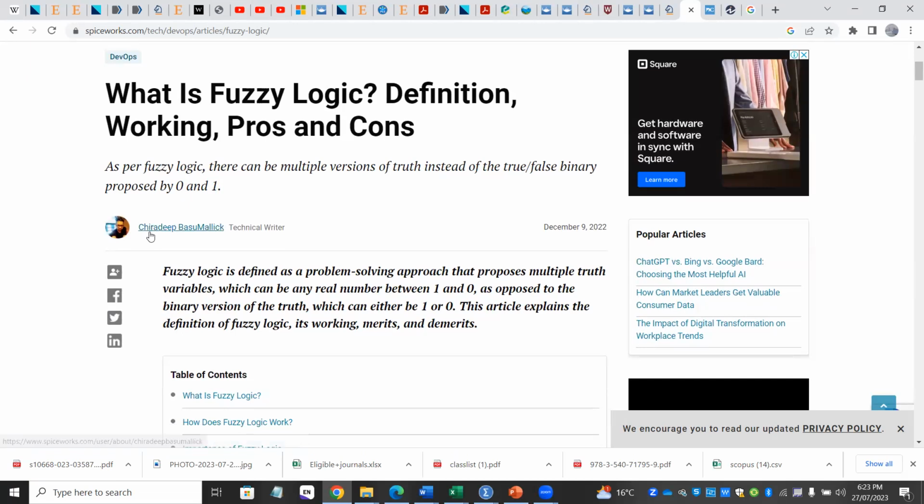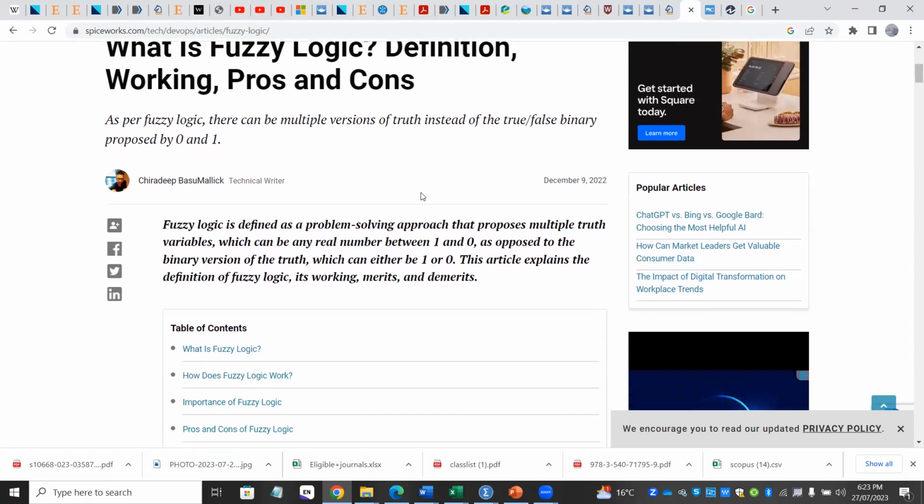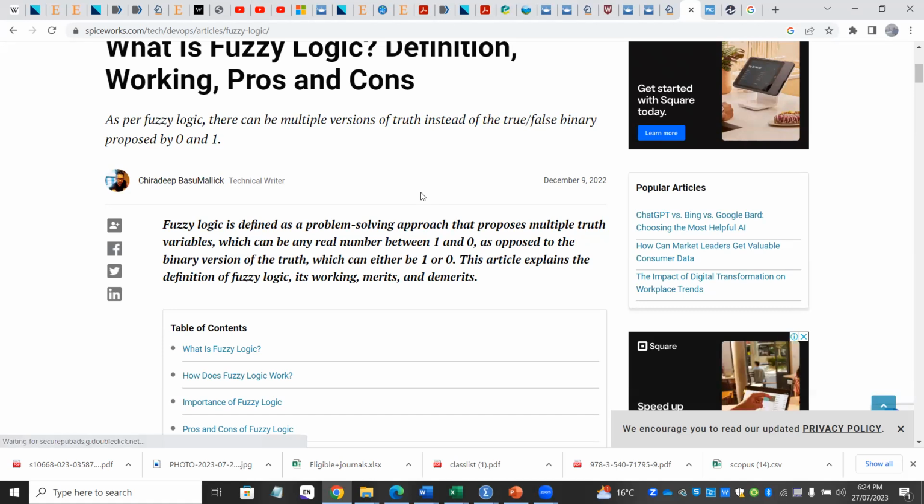Something that Chiradip Basumallik, a technical writer, decided to put together concerning fuzzy. So fuzzy logic, this fuzzy synthetic that we are dealing with, is an aspect of what Lotfi Zadeh came up with. Zadeh invented what we call fuzzy logic, which formed the basis of all the fuzzy terms, fuzzy theories, all the fuzzy things that you can read about. We'll see them very soon.